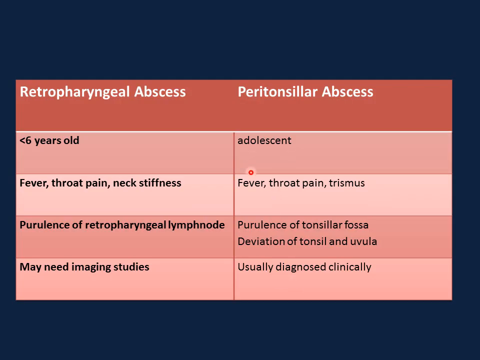So you have an adolescent presenting with fever, throat pain, not able to open the mouth, hot potato voice. You will see the tonsil is enlarged. One tonsil is larger than the other, pushing the uvula to the opposite side. This is a clinical diagnosis and does not require an imaging study.